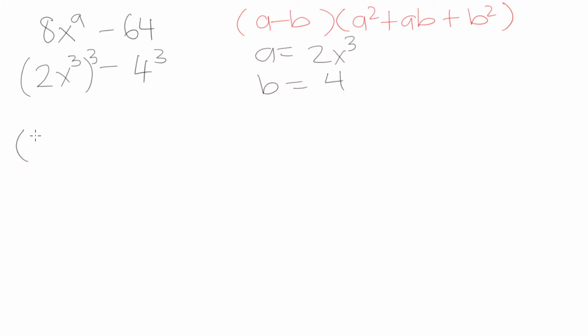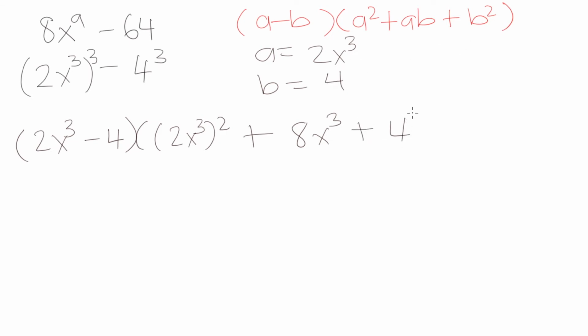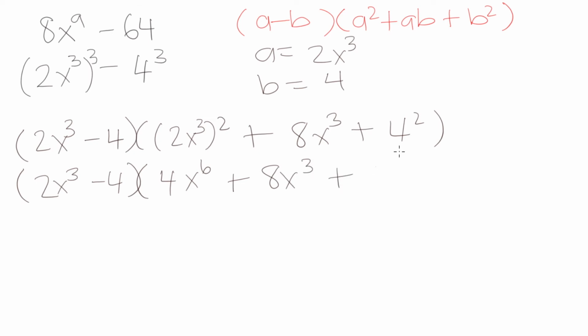So we have 2x cubed minus 4 multiplied by 2x cubed squared plus a times b. So what is 2x cubed times 4? 2 times 4 is equal to 8. And then we have our x cubed plus b squared, which is 4 squared. And so let's simplify that. We're going to have 2x cubed minus 4. We're going to have 2 squared is equal to 4. 3 times 2 is 6, so 4x to the power of 6 plus 8x cubed plus 4 squared is equal to 16.